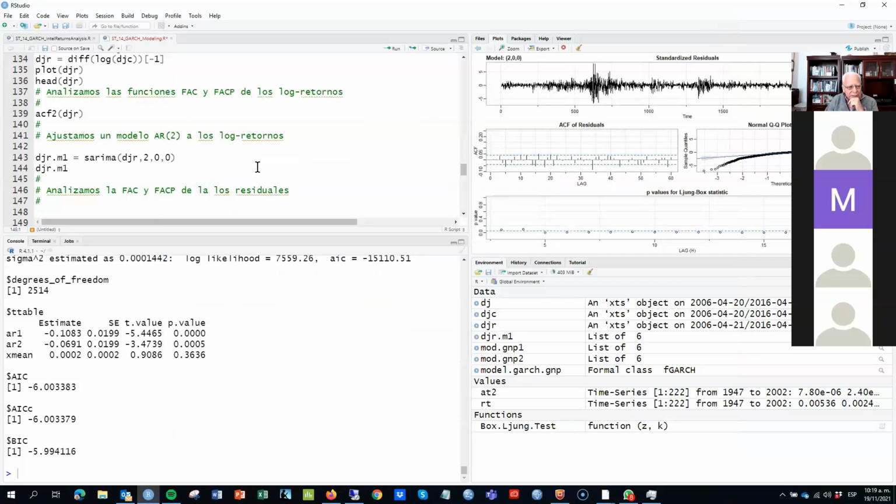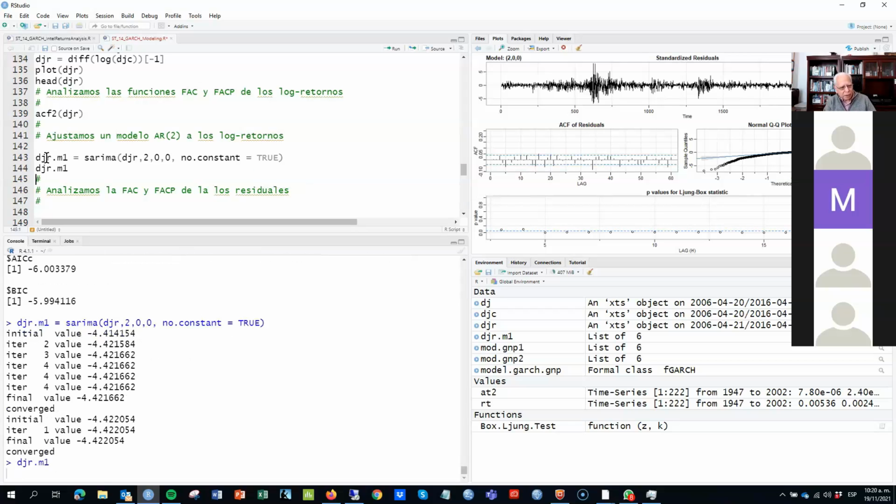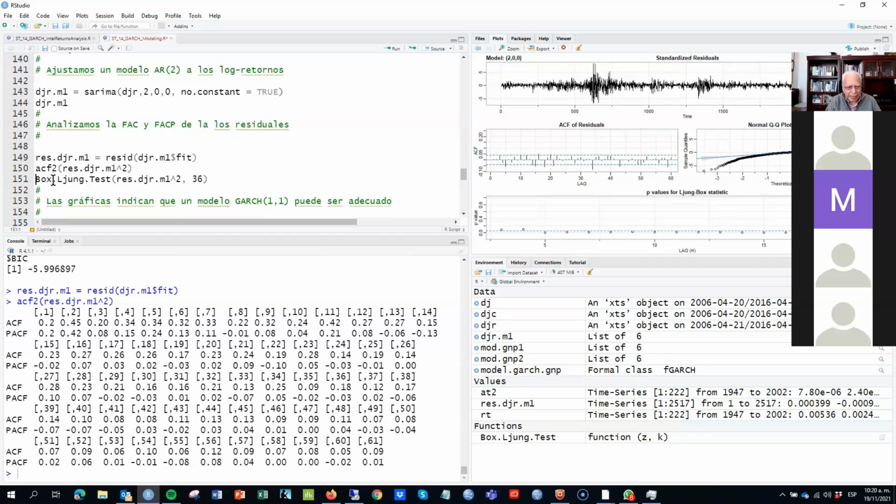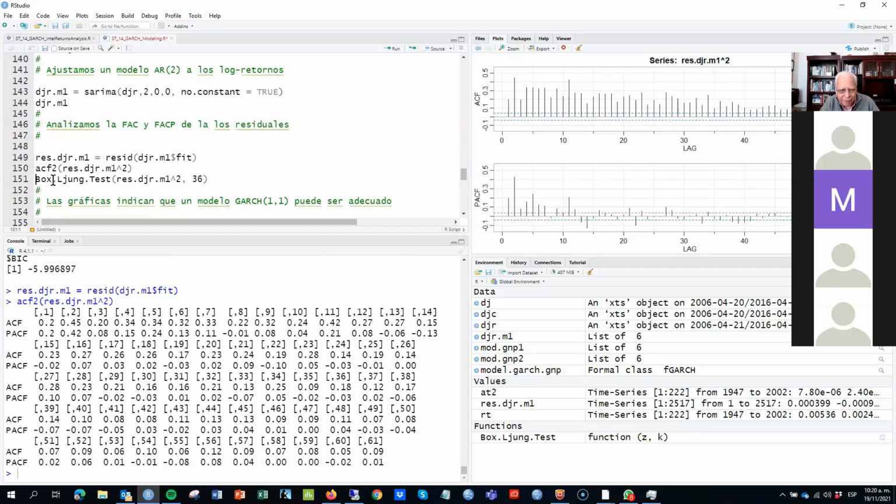Now, the constant term was not significant, so I can rerun this, and I set no constant equal true, because we already saw here that it's not significant. Now I run the model again. Now we're going to look at the residuals from this model and look at the ACF and the PACF of the square of the residuals.